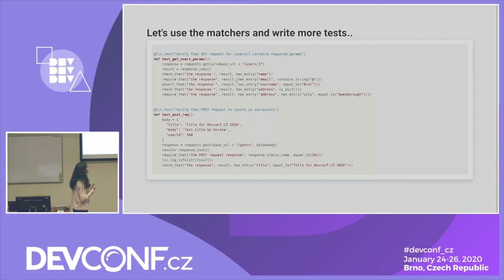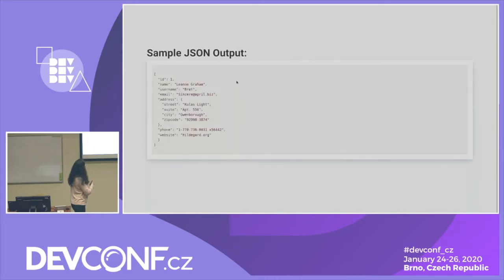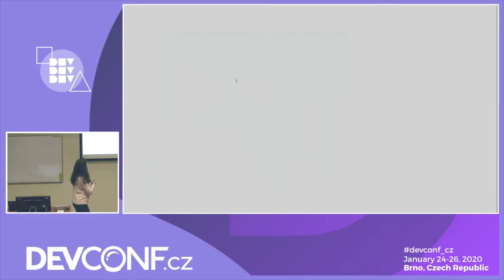So I check if the dictionary has an entry email and it contains the string @. Address is a dictionary, and now let's say I want to make sure that the address has an entry city which is equal to this particular name, which is what we are expecting, right? So that's where the check goes there.